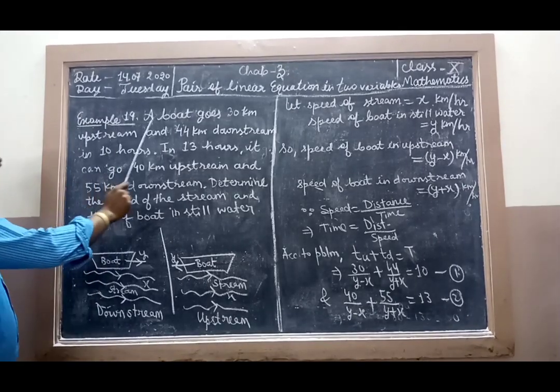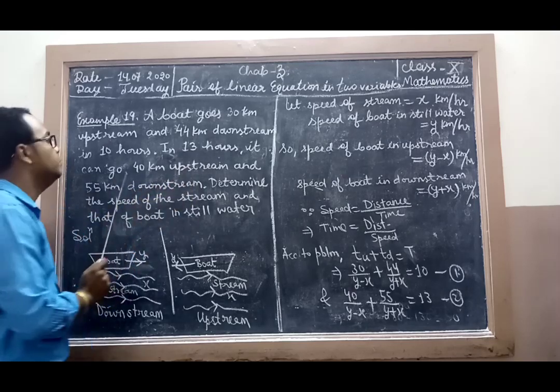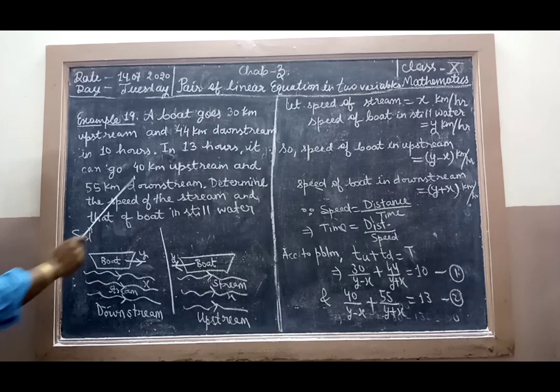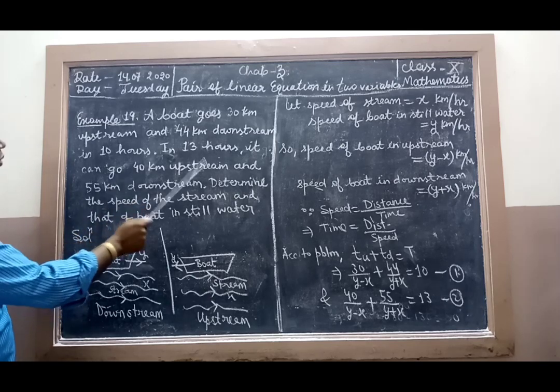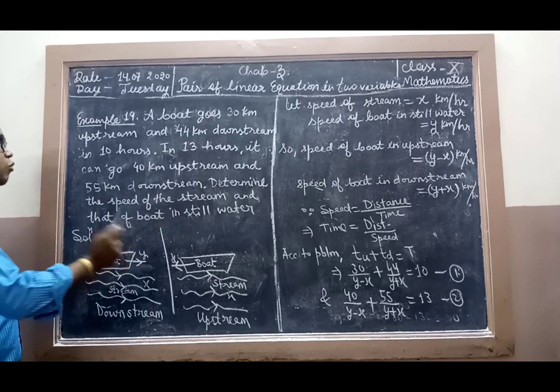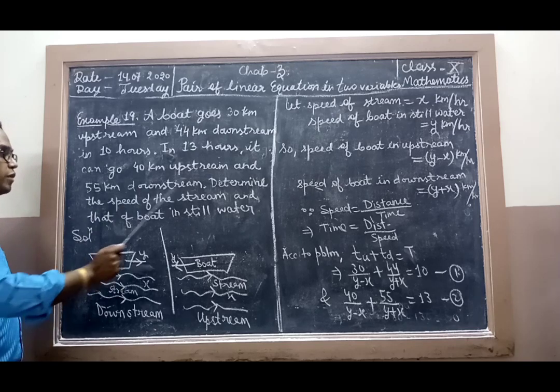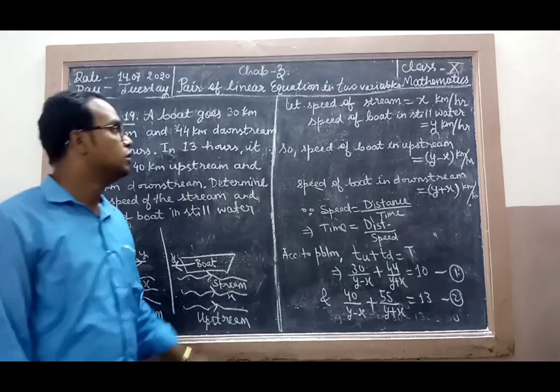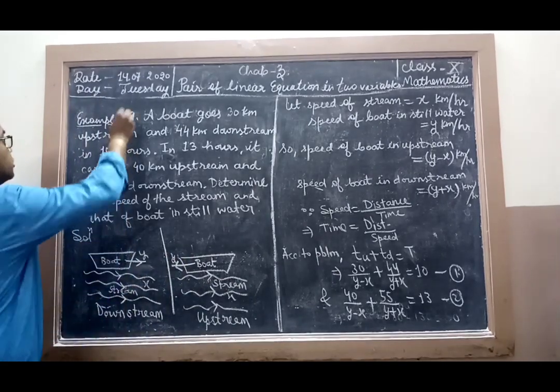Example 19. A boat goes 30 km upstream and 44 km downstream in 10 hours. In 13 hours, it can go 40 km upstream and 55 km downstream. Determine the speed of the stream and that of the boat in still water. Very important question.